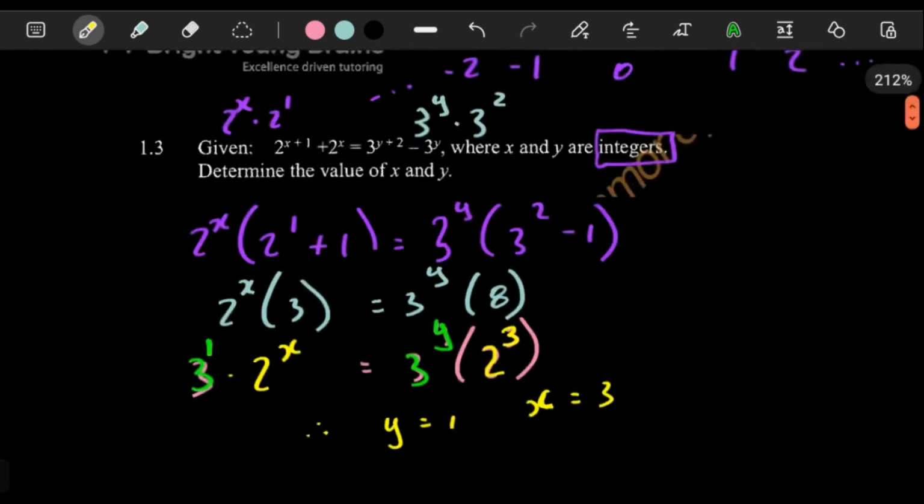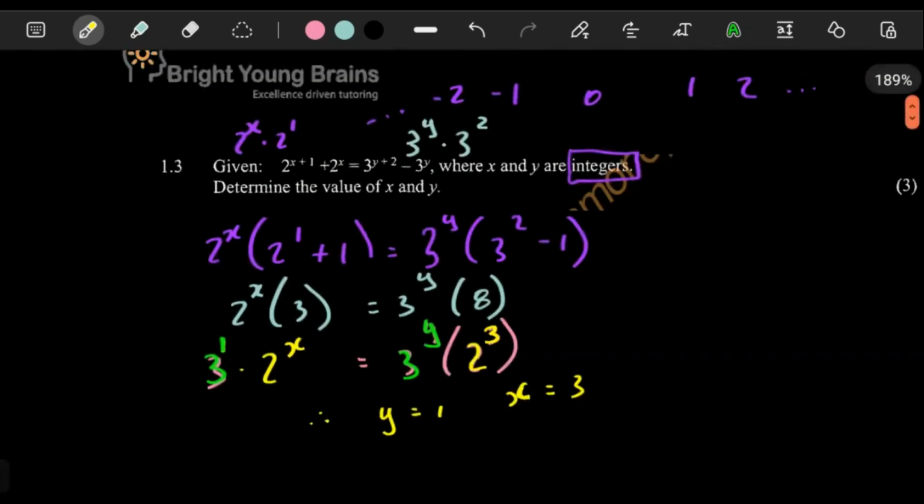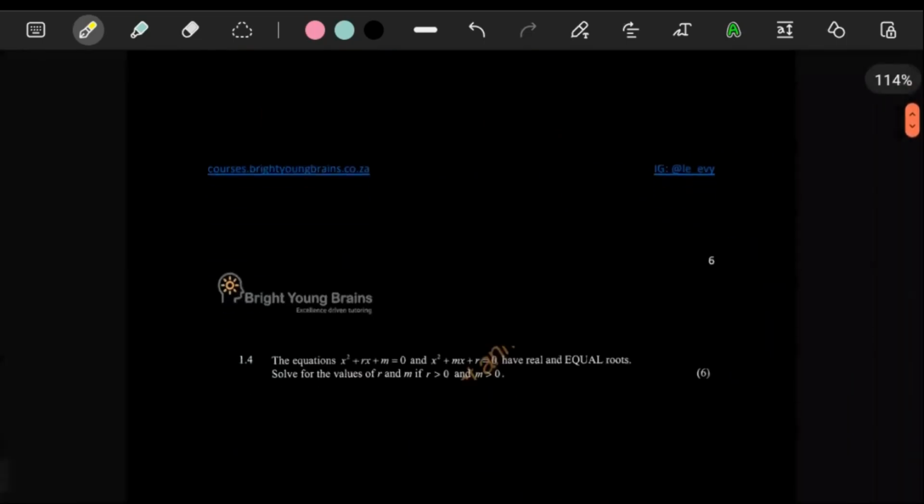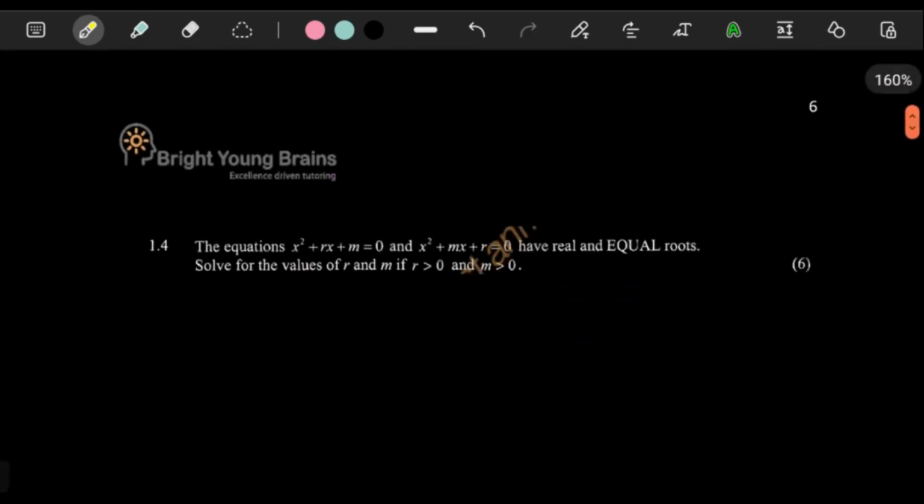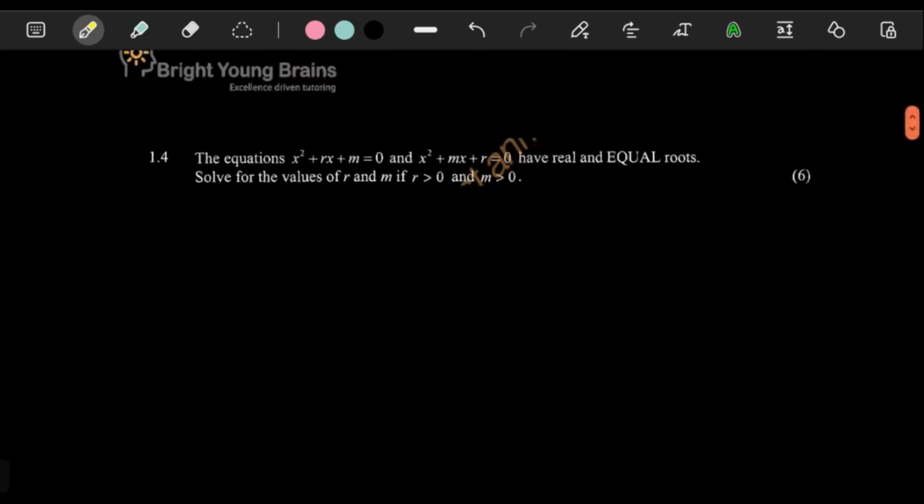These are the kinds of questions where you don't want to overthink it. You don't want to think you're going to work it out algebraically or whatever. No, just be calm. It's a 3-mark question, so this is what you can do for these kinds of questions. Now, 1.4 says 6 marks. Okay, so it's a 6-mark question, so we don't want to think too crazy.